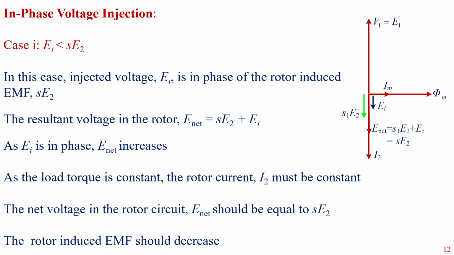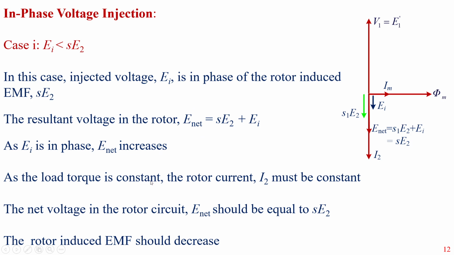Let us consider the next case, in-phase voltage injection. In this case, the injected voltage is in phase with the rotor induced EMF along the negative y-axis, and the magnitude of injected voltage is less than the rotor induced EMF. As both are in the same phase, the net voltage in the rotor circuit can be given as SE2 plus EI. So the net voltage increases.